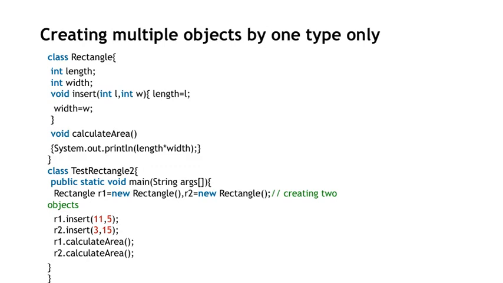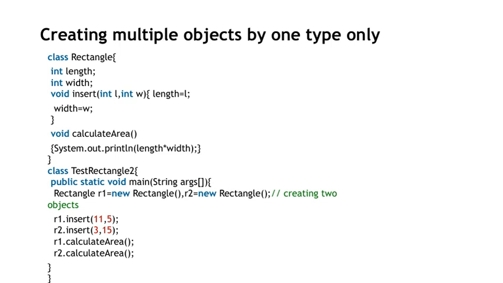Now, in this slide, we're exploring how to create multiple objects of the same type, which in this case is the rectangle class. As you can see, we declare two objects, R1 and R2, both of type rectangle. This allows us to handle multiple rectangles independently, each with its own set of properties. The insert method is used to assign specific dimensions to each rectangle, so R1 is set to 11 by 5, and R2 to 3 by 15.